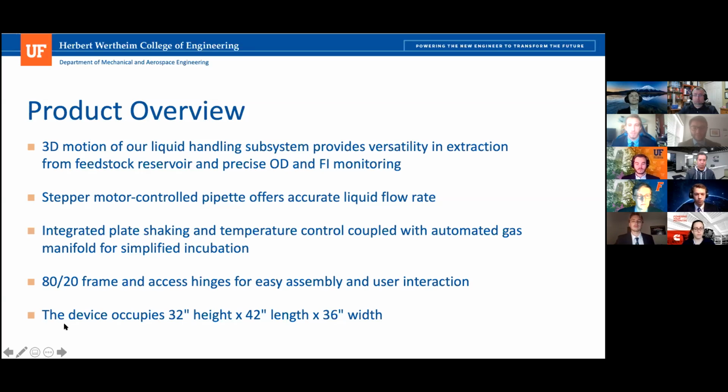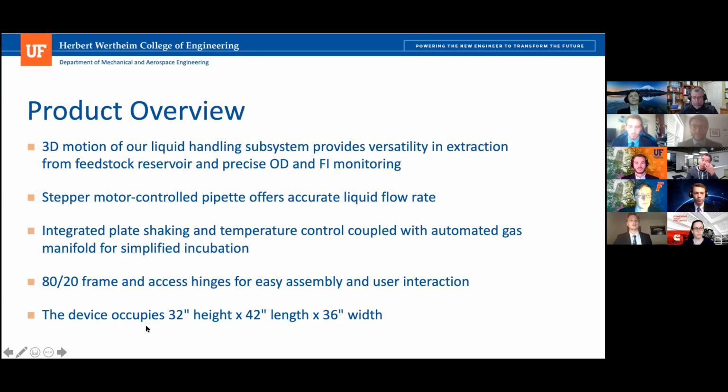The frame is made from 80-20 for the most part, which will allow us to have an easier assembly process and shorter assembly times, as well as access hinges for easy assembly and user interaction. Just that the user, the scientist running the experiments, will be able to handle the well plates or test tubes that they're using, just take them in and out of the machine quickly.